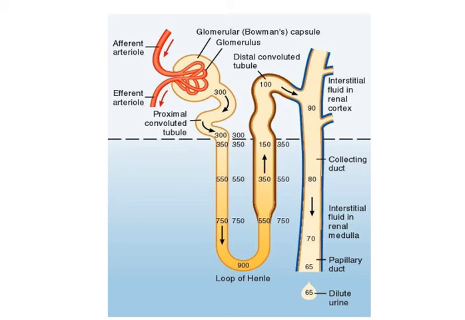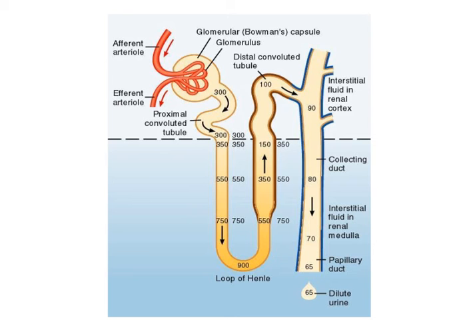Now let's take a look at the descending limb of the loop of Henle. Look at the numbers. They're going up. So why are they going up? Well, that's because the descending limb of the loop of Henle is permeable to water. Water is pulled out and reabsorbed by the peritubular capillaries, leaving more and more solute behind.